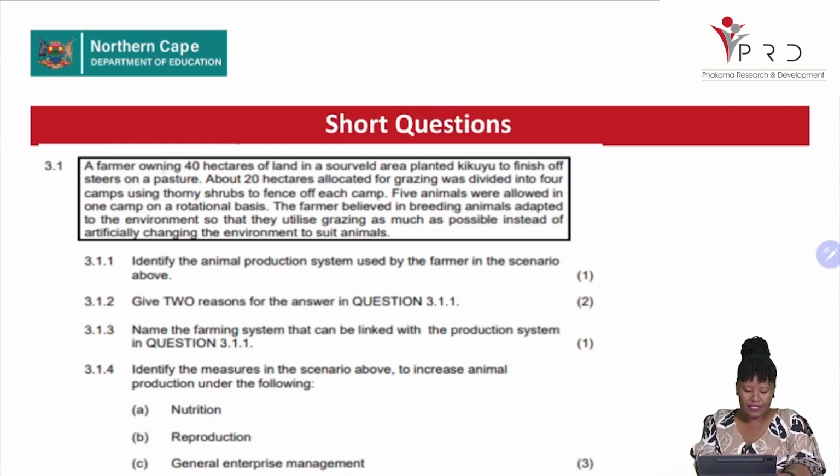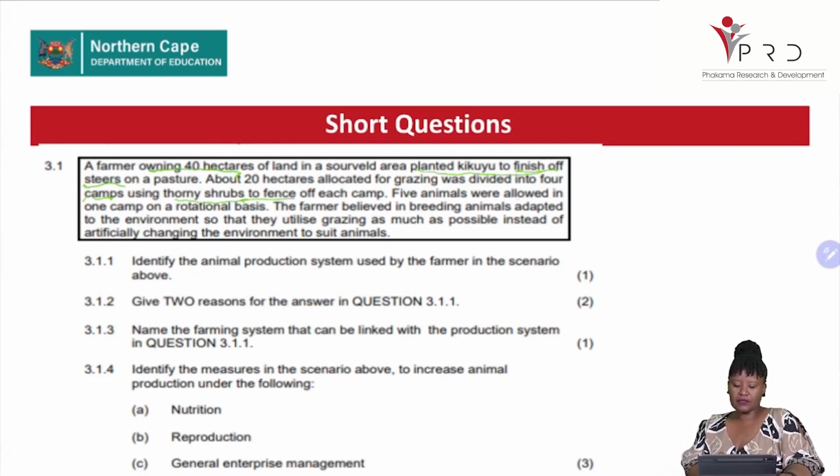There is 40 hectares of land owned in a Sauerfeld area. Kikuyu is planted there, with the intention of finishing off steers on a pasture. About 20 hectares allocated for grazing was divided into 4 camps using thorny shrubs for fencing. No expenditure: they used the thorny shrubs as fence for each camp, and the camps were divided into 4.